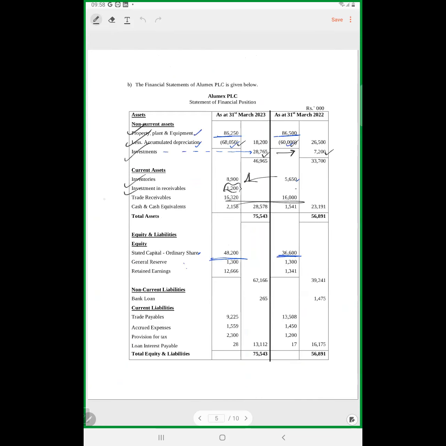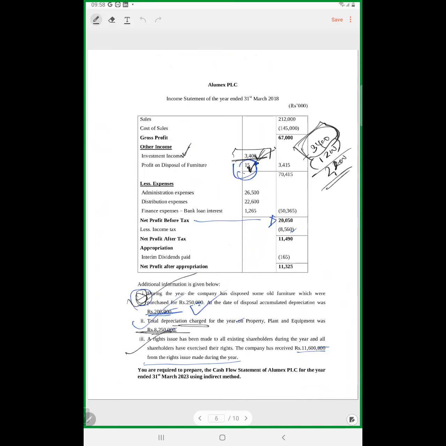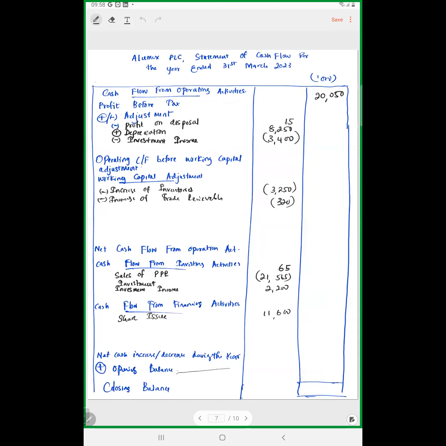The next one, cash and cash equivalents, 1,541. Yeah, opening balance 1,541.